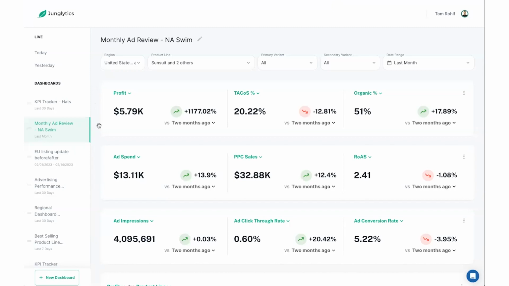The things we're looking for here: we obviously want to see an increase in profit. This is a little bit unfair because we had a bit of a hiccup in January, so that number is coming from a negative profit on these product lines in January. We want to see relatively flat or up ad spend, as well as a ROAS that's within the target that we've set for this time of the year for these products.